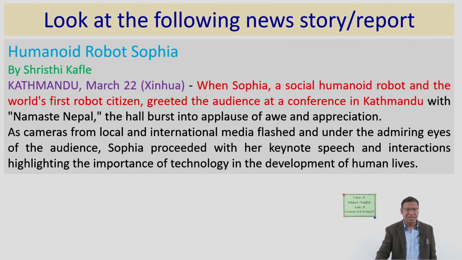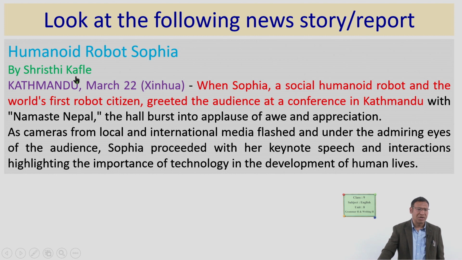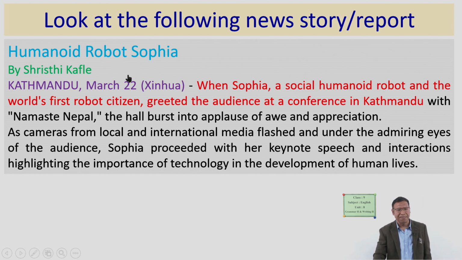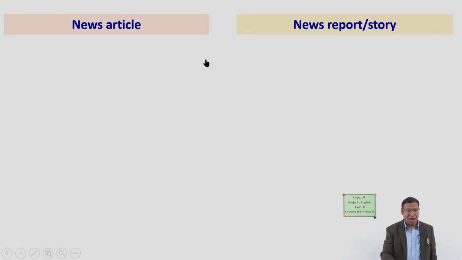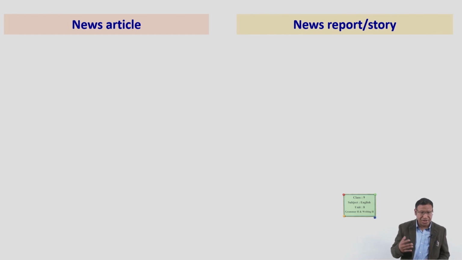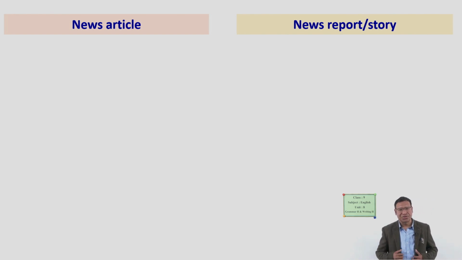Whereas look at this news story report. For example, we have already learnt about humanoid robot Sophia by Srishti Kafle. It was about robot Sophia who came to Kathmandu to attend a conference. So this is the news story. Now, what is the difference between news article and news story? Let's see this one.